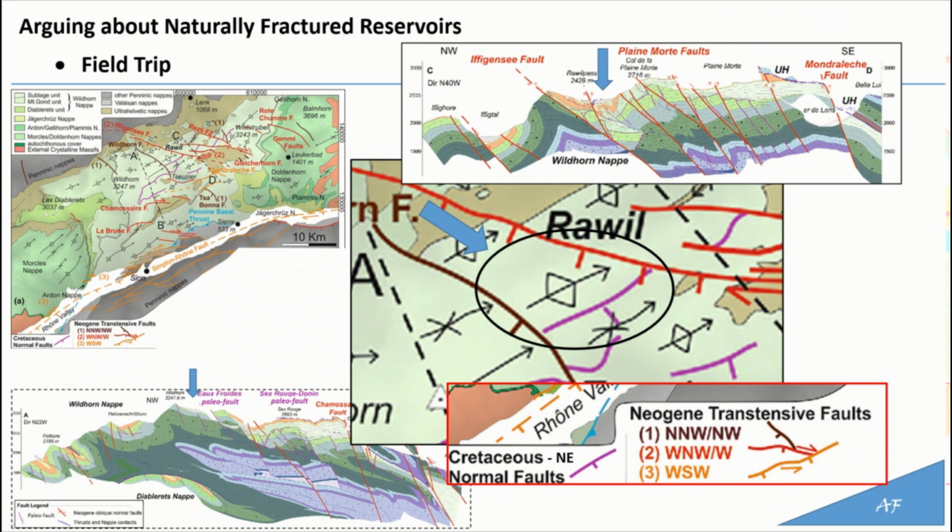Zooming in on our area of interest, we can recognize 3 out of these 4 sets. 2 sets are interpreted as Neogene transtensive faults: the first one oriented north-northwest, and the second one oriented west-northwest. The third set is instead interpreted as older Cretaceous normal faults oriented northeast. The third Neogene set, the orange ones oriented west-southwest, is mainly present more southward, close to the Rhone Valley, and far from this area.